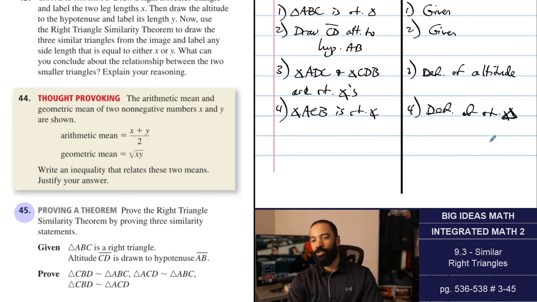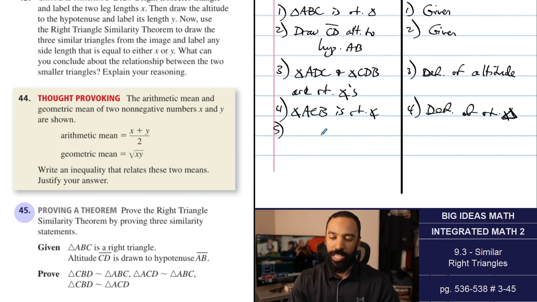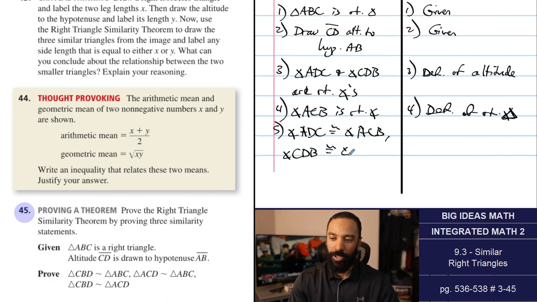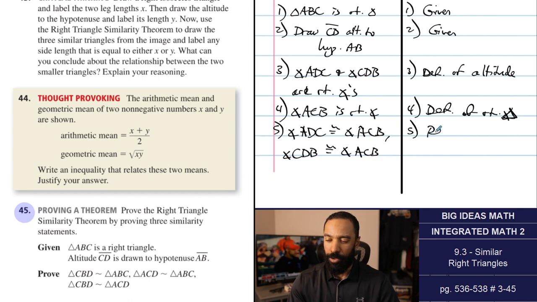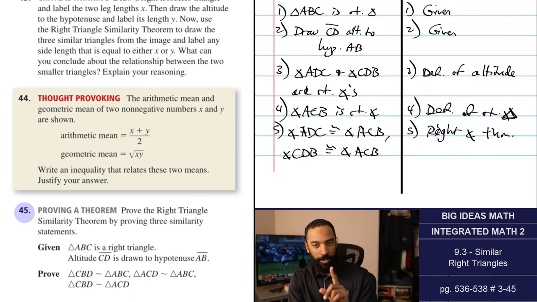Now all right angles are congruent to each other. I'll go ahead and make the statement now in case it does matter. I'll do them separately, but angle ADC is congruent to angle ACB and angle CDB is congruent to angle ACB. That is the right angle theorem. All right angles are congruent to each other. So that's one set of angles.